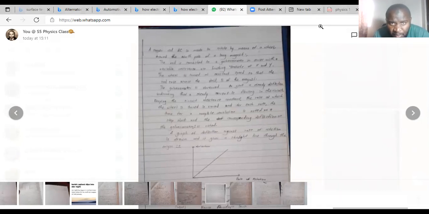We say a copper rod, named AC, is made to rotate by means of a wheel. Remember, I told you there is a wheel which will rotate to make the rod rotate. The rod is connected to a galvanometer in series with a variable resistor via the brush contacts XY. The wheel is then turned at a constant speed so as to cut the rod across the field of magnetic flux B. Let me take you back there.